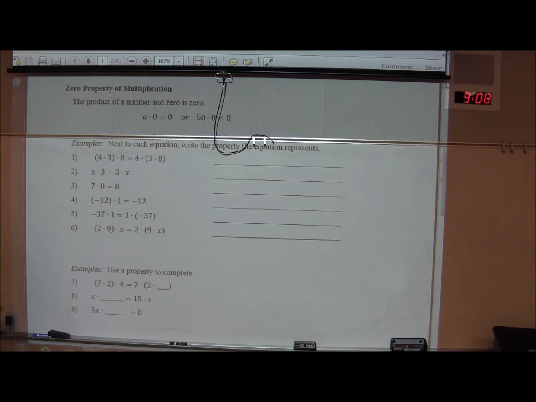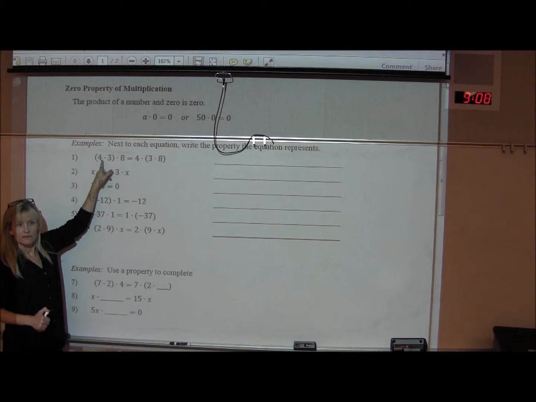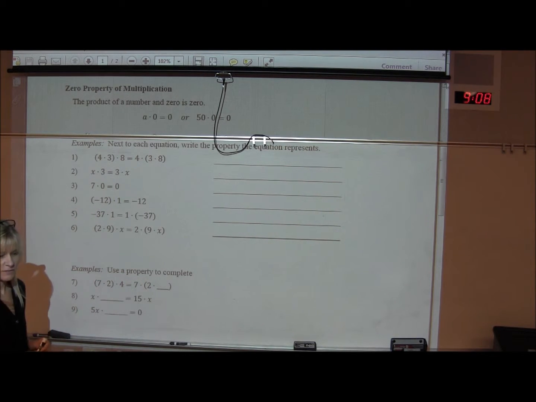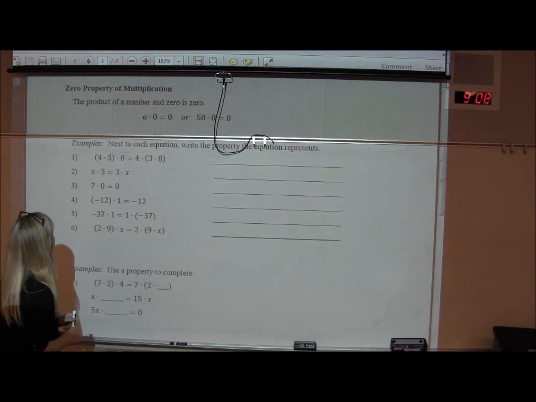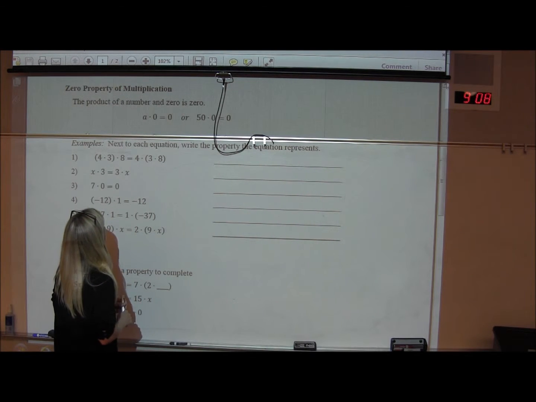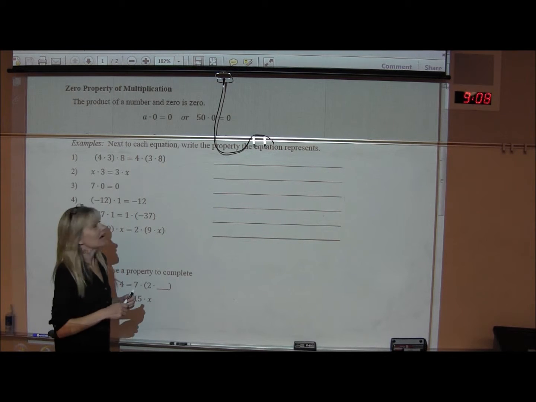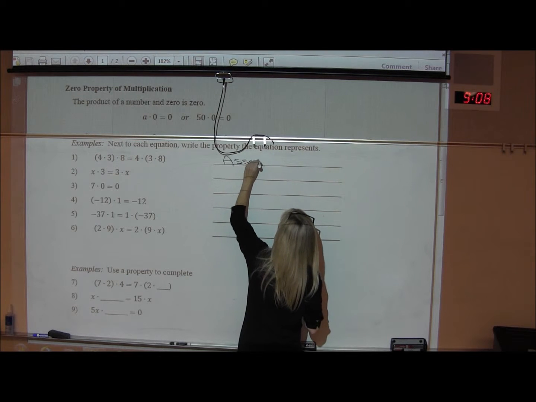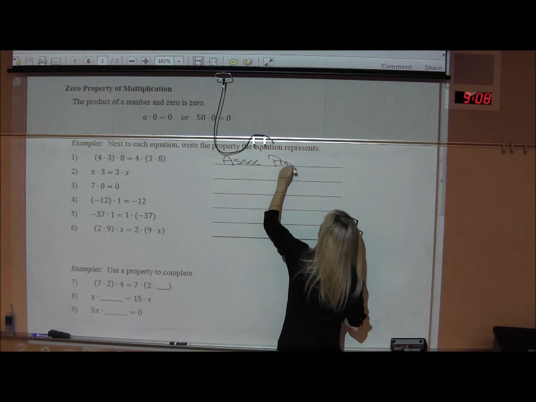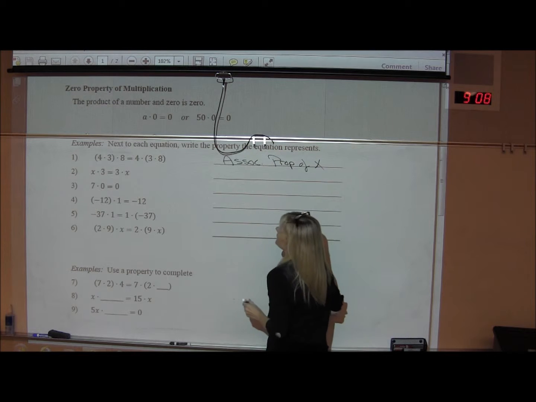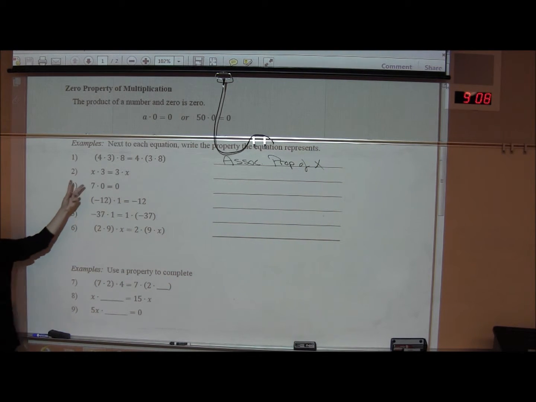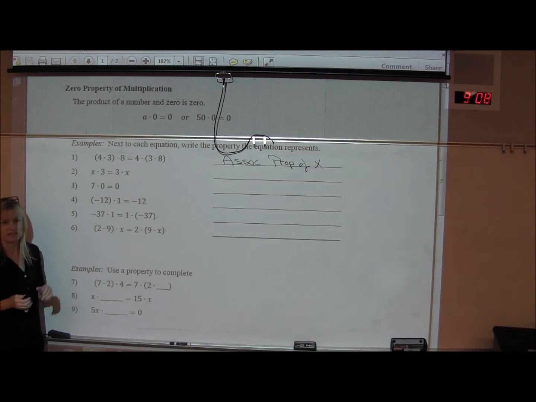So what property does that represent? If you look at the ones on your sheet. Yeah. Associative. And it's the associative property of multiplication. All right. Now what about this one, number 2? The numbers that traded places. So what property is that?